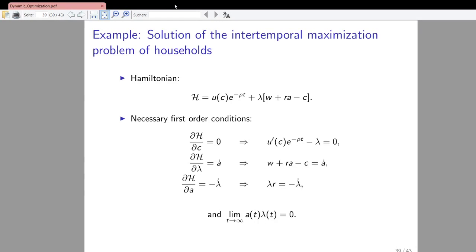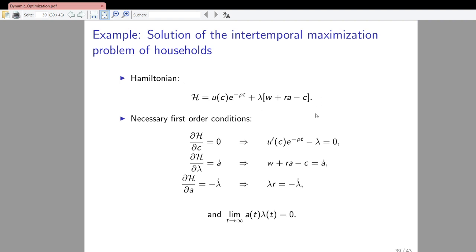So now we apply the cookbook procedure we've seen before to this intertemporal optimization problem. And the first step is to set up the Hamiltonian. The Hamiltonian is the instantaneous utility function multiplied by the discount factor plus the co-state variable multiplied by the constraint.